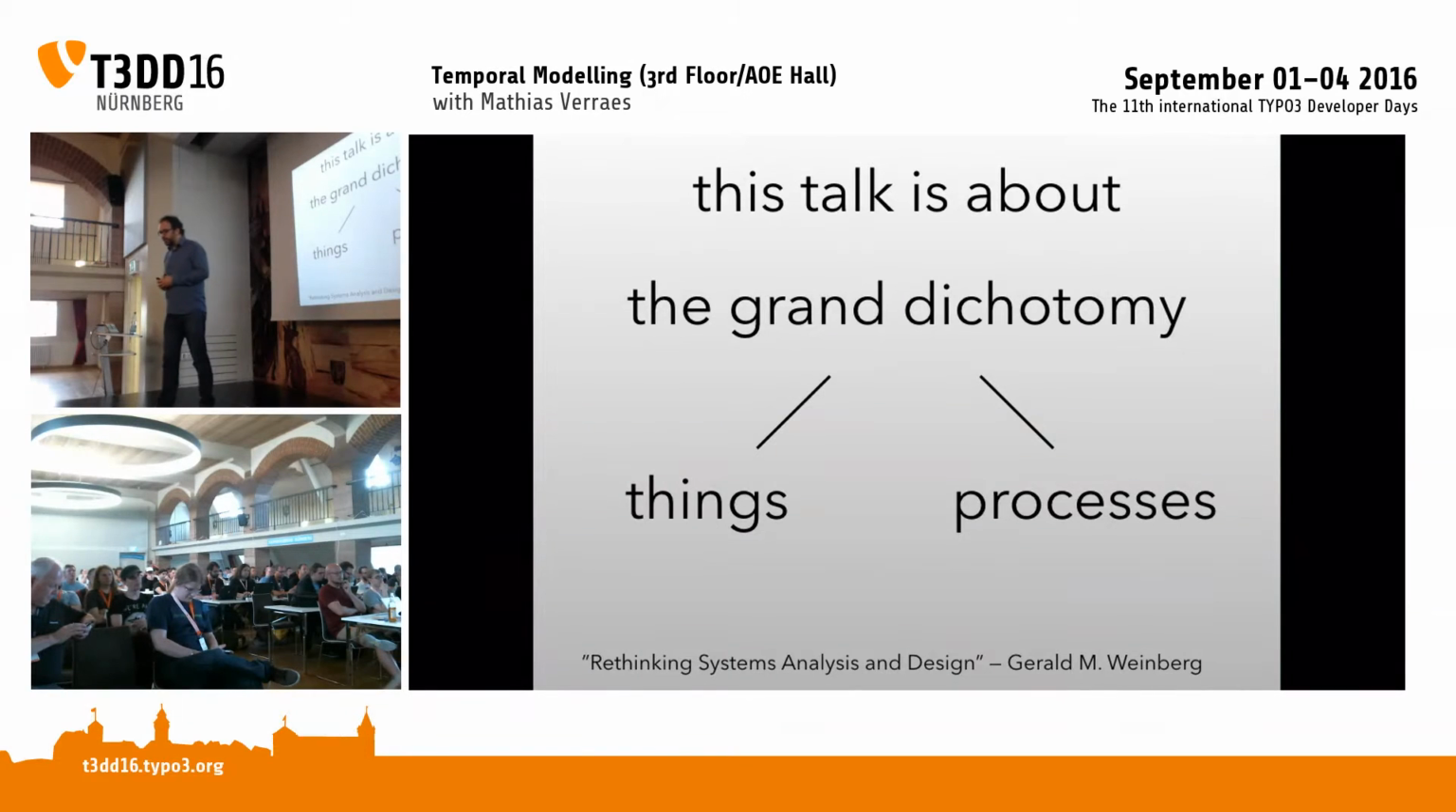But in this book he writes about system analysis, and he says we have two ways of looking at these systems. One is things, structure, right? And the other is processes. How does this thing behave? What happens in these systems? And it turns out in software we're really over-focusing on the things.